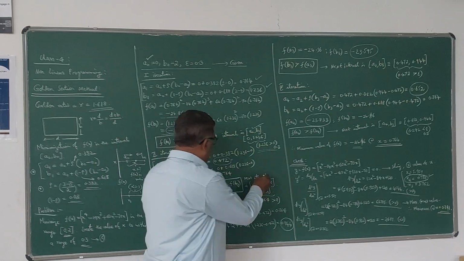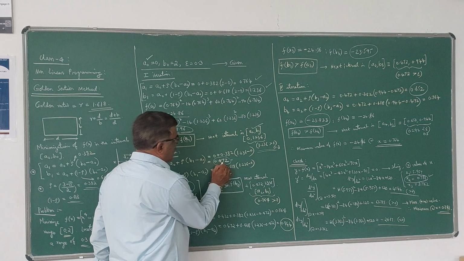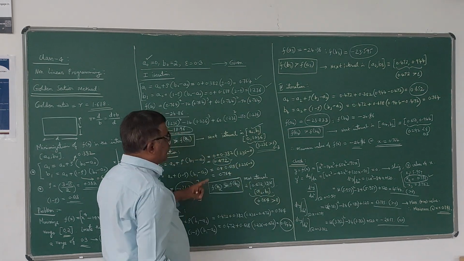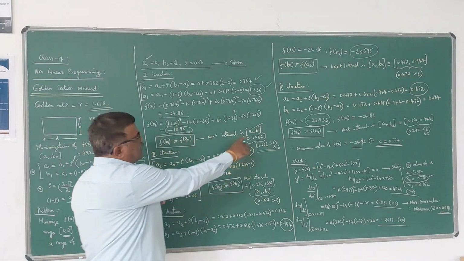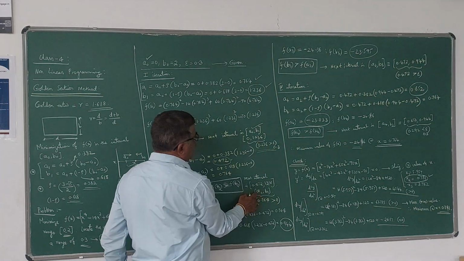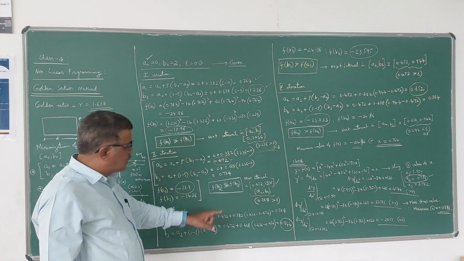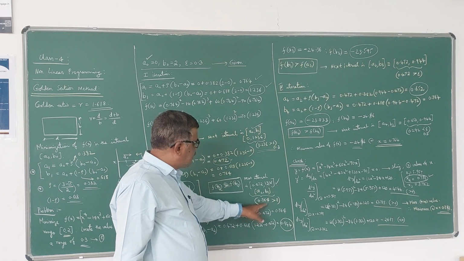Therefore, the next interval becomes this value. I have to take now 0.472, and that means only A will be changed, B will not be changed. So this B1 remains the same. A naught becomes A2 now. So this becomes the next interval. Take the difference between these two: 1.236 minus 0.472, which is 0.764.